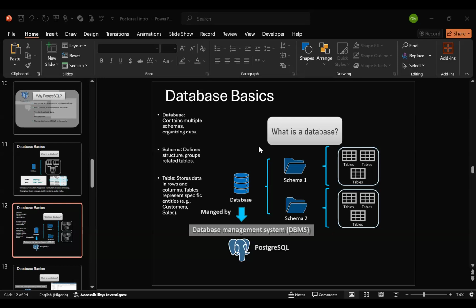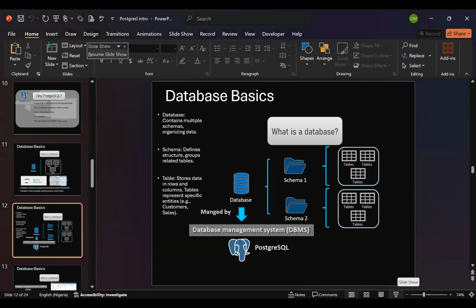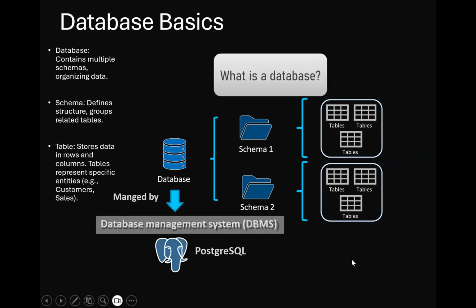I don't know if you can see this diagram here. I think it explains it. A database can have multiple schemas. Schemas define the structure and groups of tables that are related. You can see the diagram here, it looks like a folder. Like on your computer, you open a folder and you can see maybe your movies, your documents, your slides and whatever in your system.